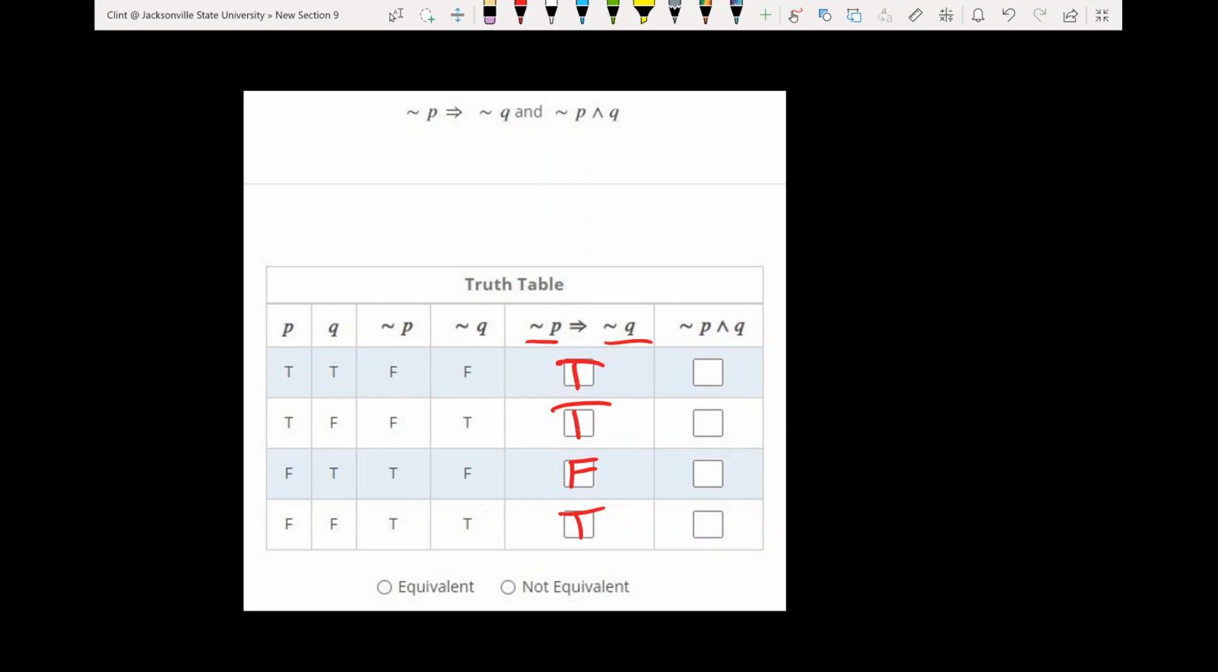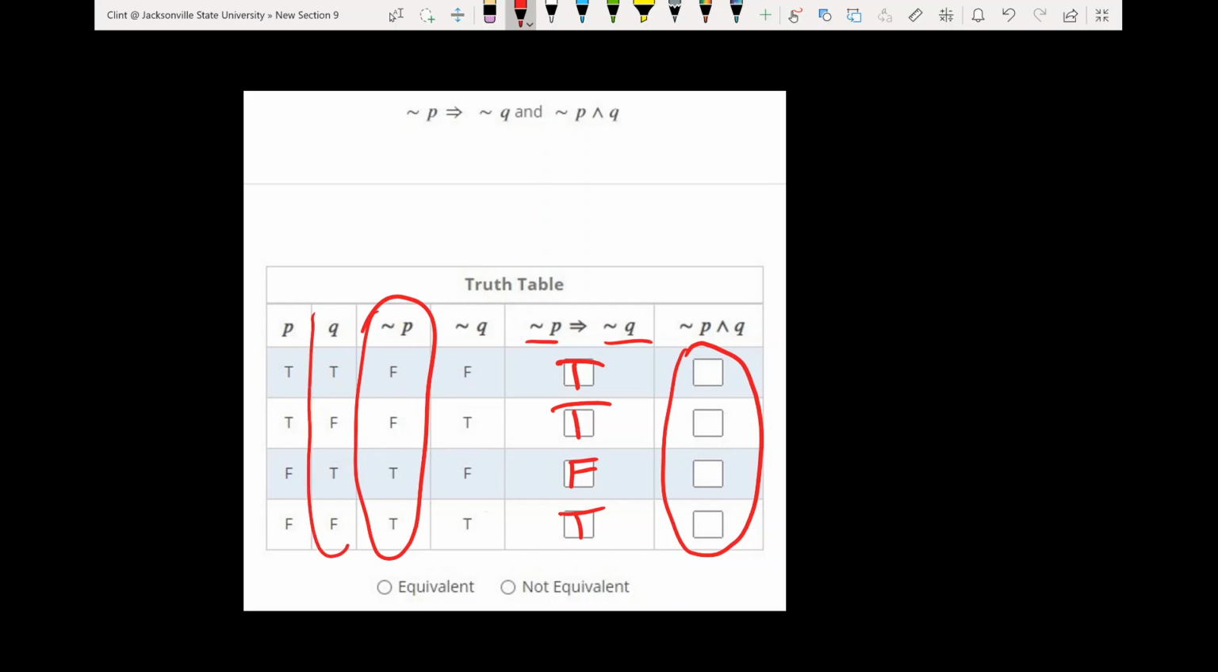And then for this last column, we want squiggle P, that's this column, and Q, and we're joining these together with AND. So in order for an AND statement to be true, both of the other statements have to be true. Only when the first part is true and the second part is true will it be true. Any other time it will be false.